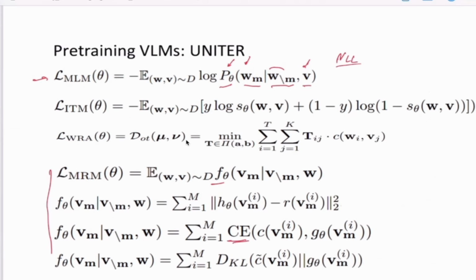You can use the feature map, which is given by the region detector network, as the feature representing that region, and you can choose to do an L2 difference on that. Or you can use the distribution which the network is giving you, and then you can do KL divergence, essentially cross entropy as well.